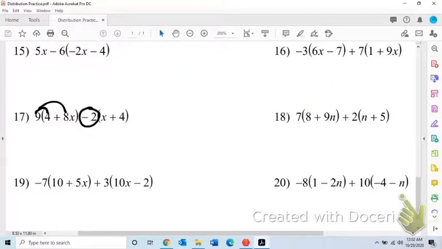For number 17, again, what we want to do is go ahead and distribute both the 9 and the -2. So that gives us, not -9, just 9 times 4 plus 9 times 8x.